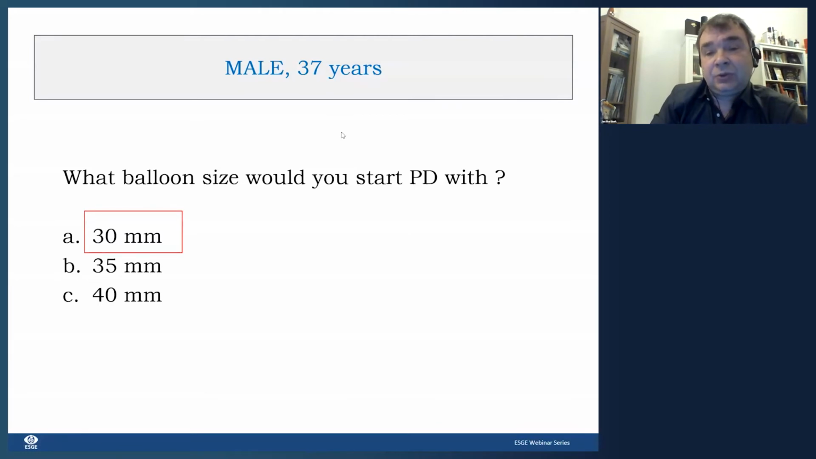I think it's the right answer. 86% of you would start with a 30 millimeter balloon, which is really the right way. So I can get the control back. According to the ESGE guidelines, the graded PD should really start with a 30 millimeter balloon.